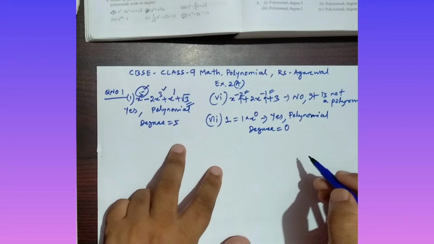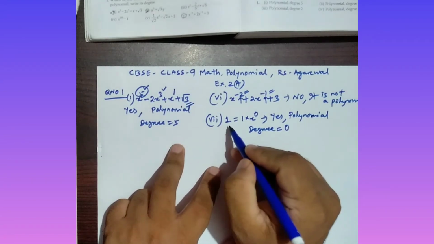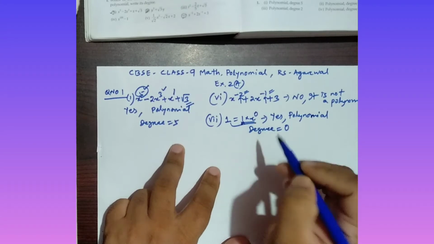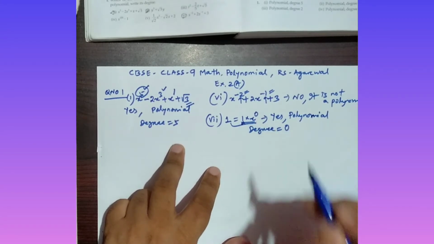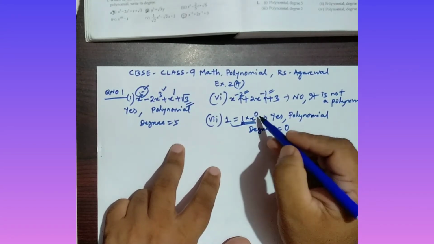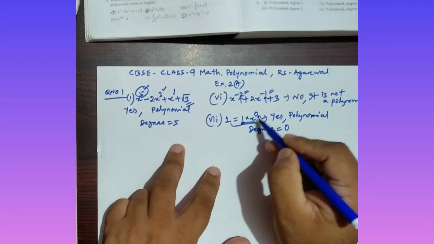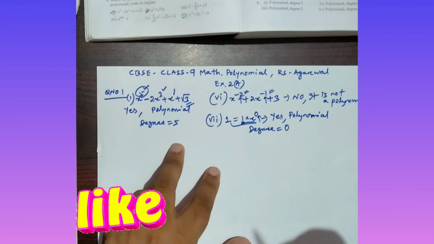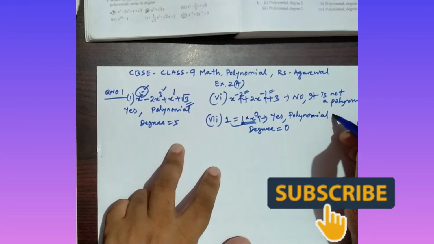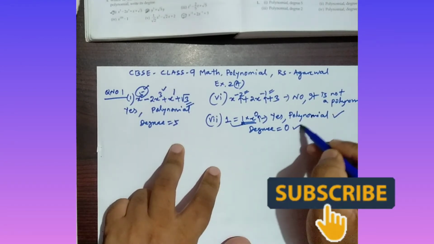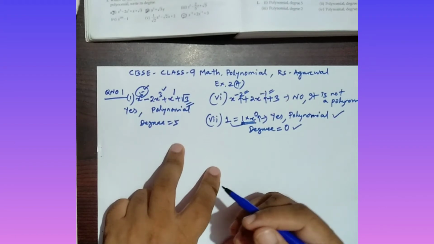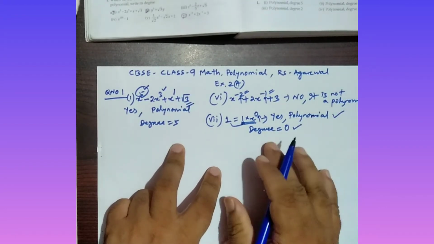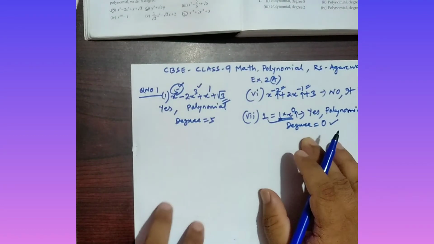So that means 1 you can also write in this way, that is 1 into x to the power 0. So x is a variable and the power is 0. So 0 is the power of the variable x. 0 is a whole number. Fine. So that means the power of the variable should be a whole number. Yes, it is a polynomial, and the degree is 0. Okay, so now move on to the next question, that is (xi). I am doing (xi).